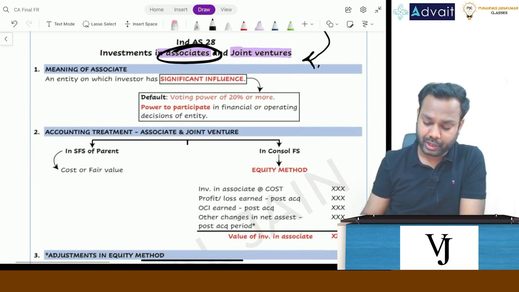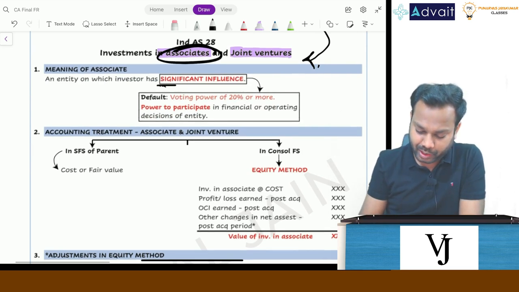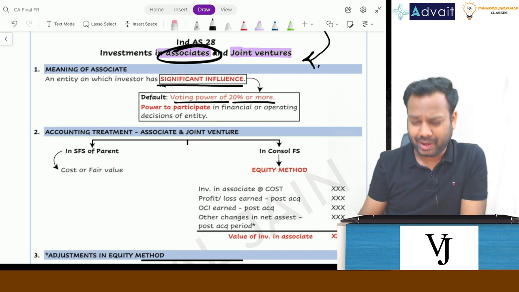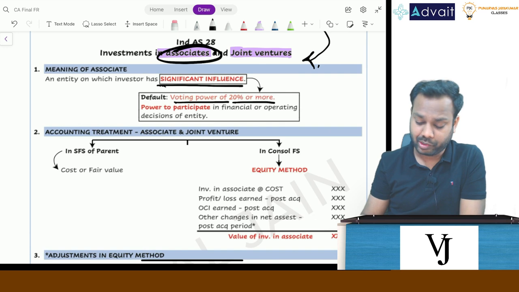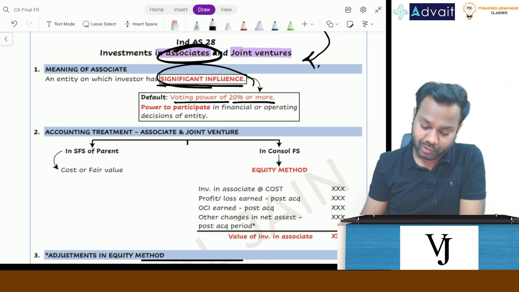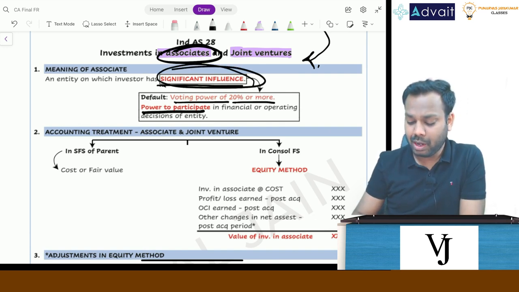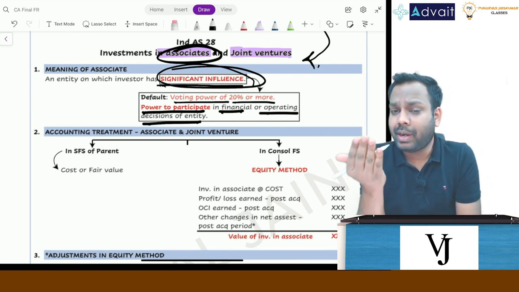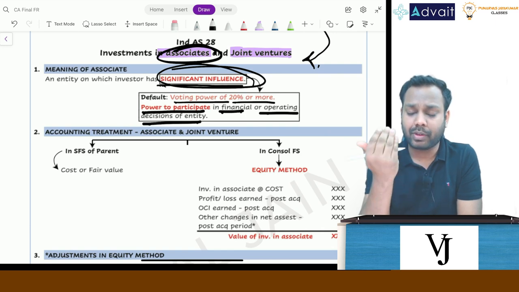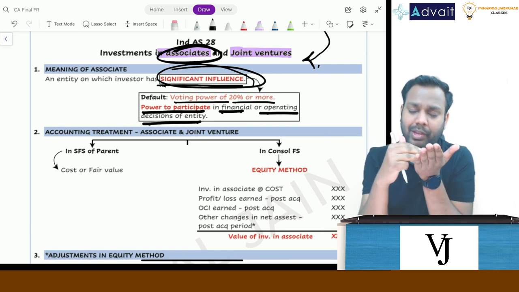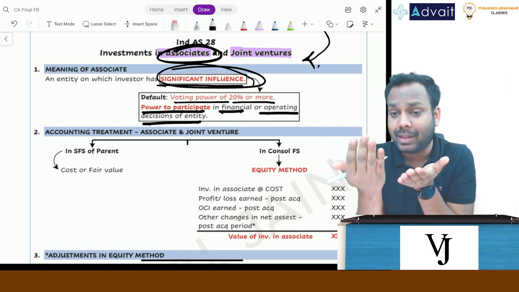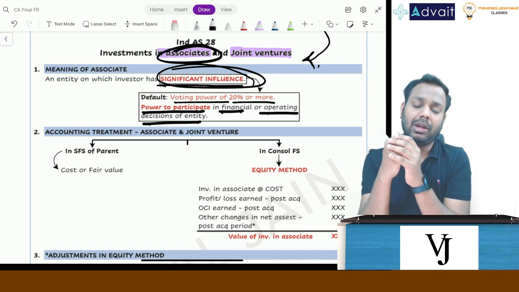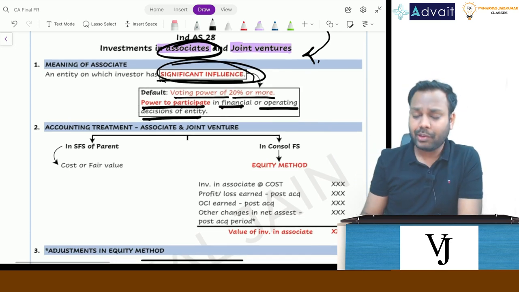What is the meaning of associate? Any entity on which the investor has significant influence. What is the meaning of significant influence? It means voting power of 20% or more, the default classification. Significant influence also means the power to participate in the financial and operating decisions of the entity, or you can say the power to appoint at least one director on the board of directors of the company. The director I have appointed has the right to participate in decision making, not the right to take decisions, and that is called significant influence.